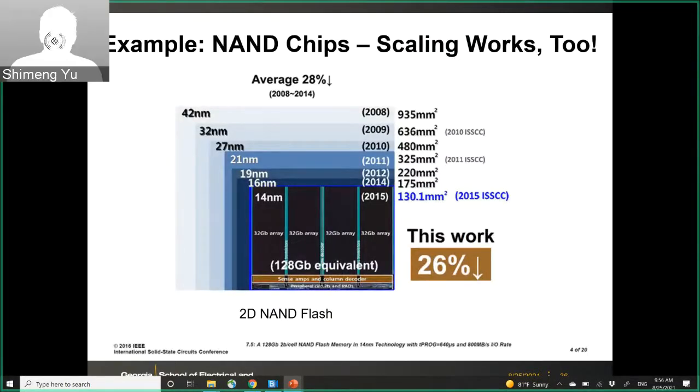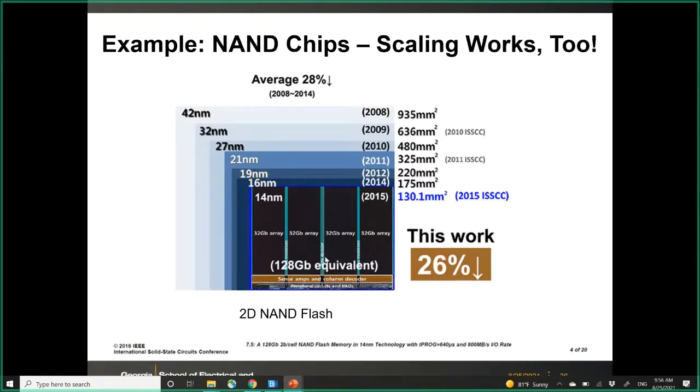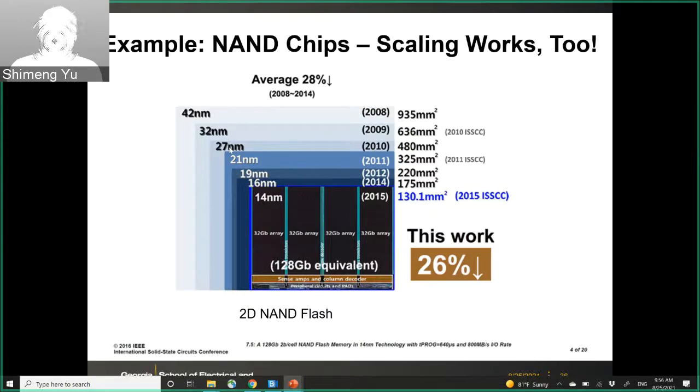And then here is a NAND flash. This is a 2D NAND flash, and we show the scaling of the 2D NAND flash. I believe this figure is proportional to the chip size. In the 42 nanometer node, back in 2008, the total chip size is about 900 millimeter square. With the scaling, the chip size gets reduced. I believe this is normalized to a 128 gigabit equivalent chip capacity.